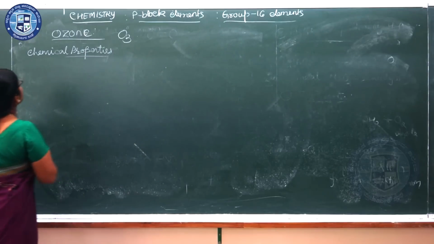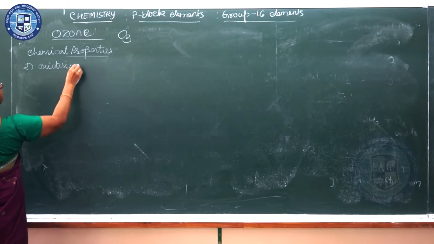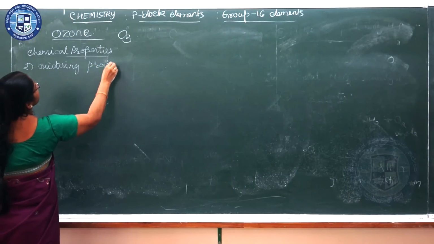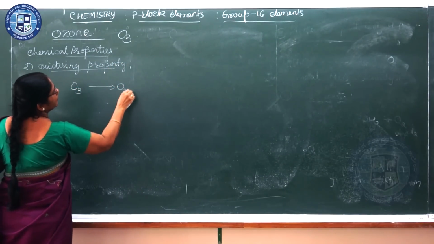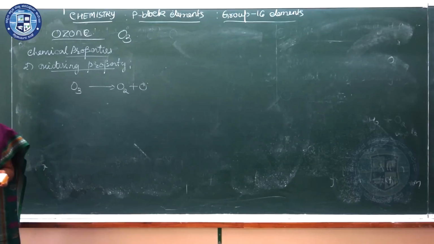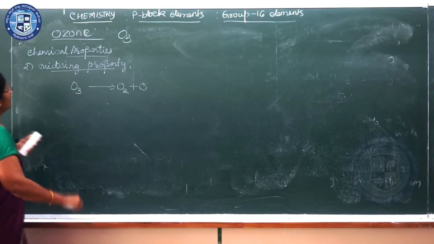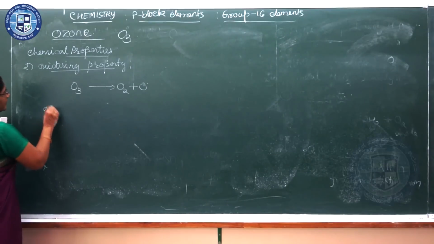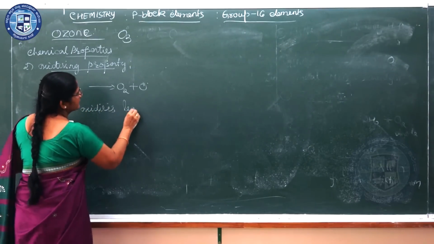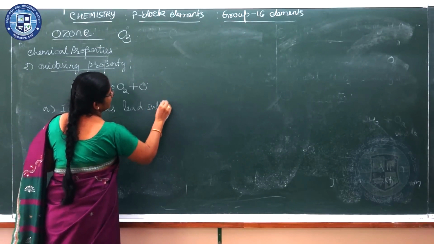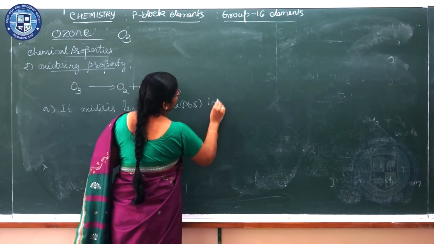Next, oxidizing property. Because it has oxygen in it, it's a good oxidizing agent because it is not very stable. It easily decomposes to give oxygen and nascent oxygen. So ozone is a very good oxidizing agent. We see 2 reactions. One, it oxidizes lead sulfide PbS into lead sulfate.